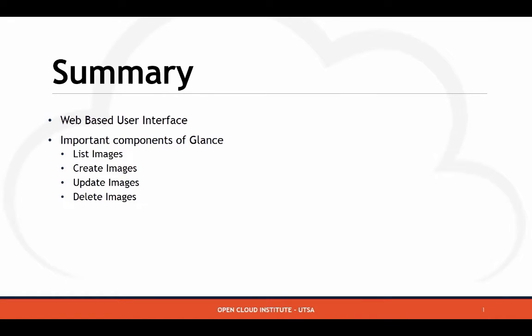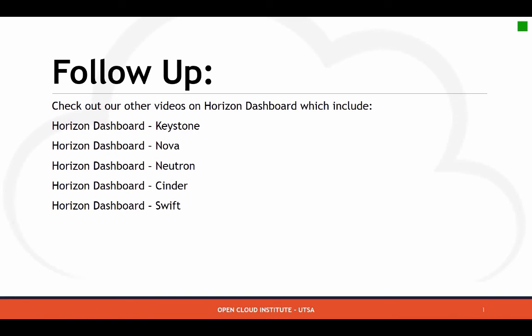To summarize, Glance is the image service for OpenStack. Within Admin Project, go to Admin and then Glance can be accessed within the System tab. The Horizon Dashboard manages images using the functionalities that allow you to list, create, edit, and delete images of the virtual disks and servers. You can check out our other videos on Horizon Dashboard, which include Keystone, Nova, Neutron, Cinder, and Swift.